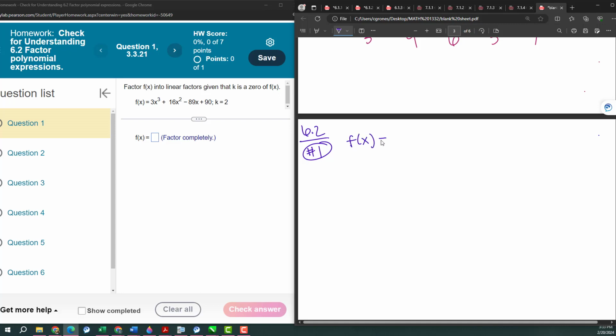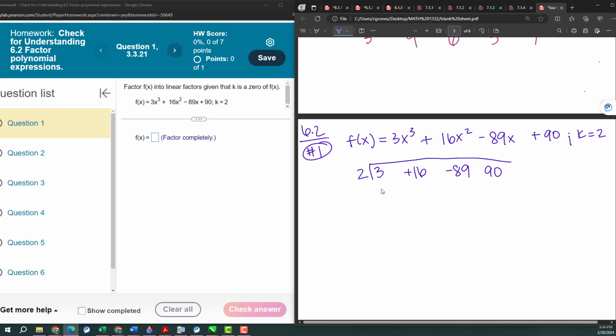So I've got f of x equals 3x cubed plus 16x squared minus 89x plus 90, and then k equals 2. All right, so we're going to do our synthetic division. I've got 3, positive 16, negative 89, and then 90, and it's given that k equals 2.